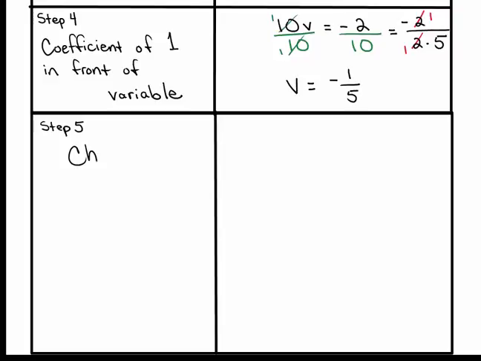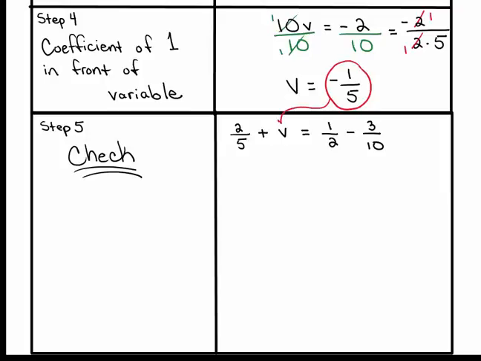Everyone needs to get into the habit of always checking their work, especially on test days, because there's too much at stake. Your tests are weighted a lot more than homework and quizzes most of the time, and you want to make sure you are checking all of your solutions. In order to check this, we're going to substitute the value of negative 1/5 in for v every time I see a v.